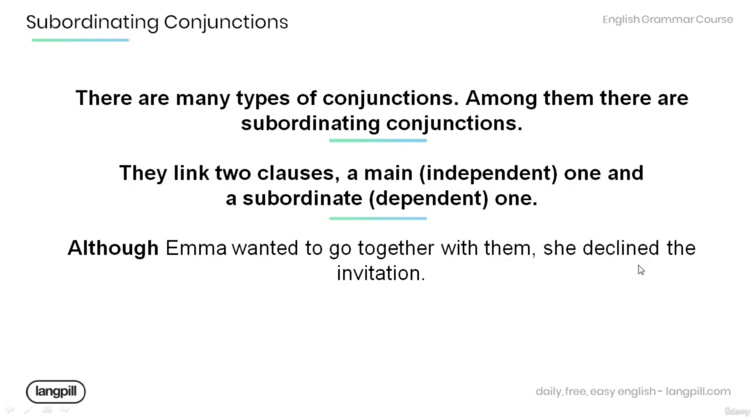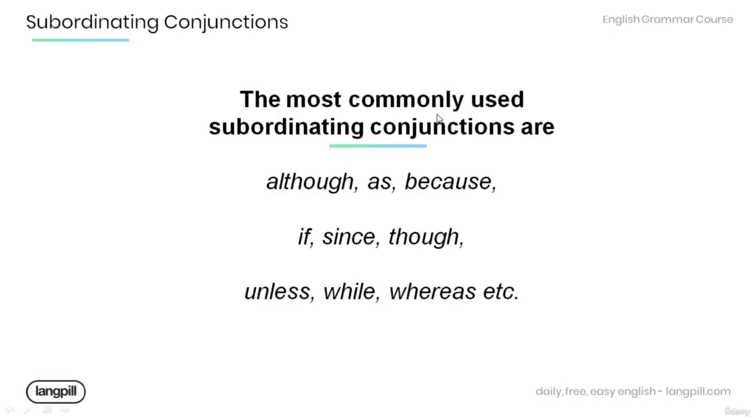Note that she declined the invitation is the independent clause, the main one, and Emma wanted to go together with them is the dependent clause, subordinate clause. These two sentences are linked together with the subordinating conjunction although. Now, the most commonly used subordinating conjunctions are although, as, because, if, since, though, unless, while, whereas, etc.